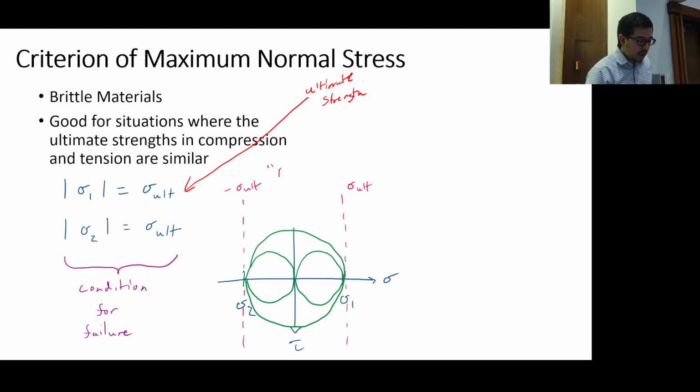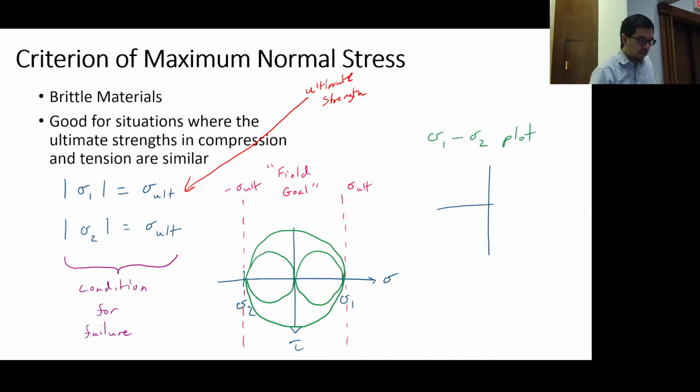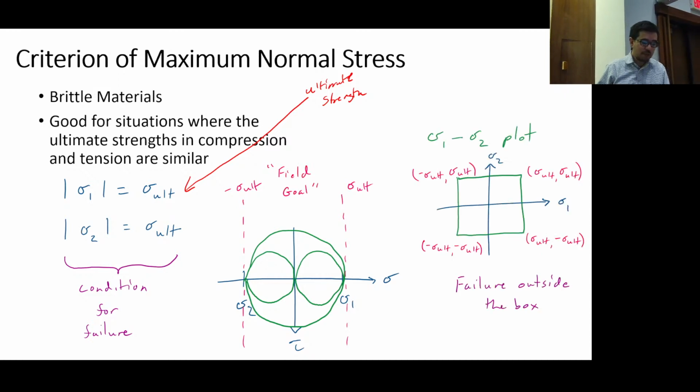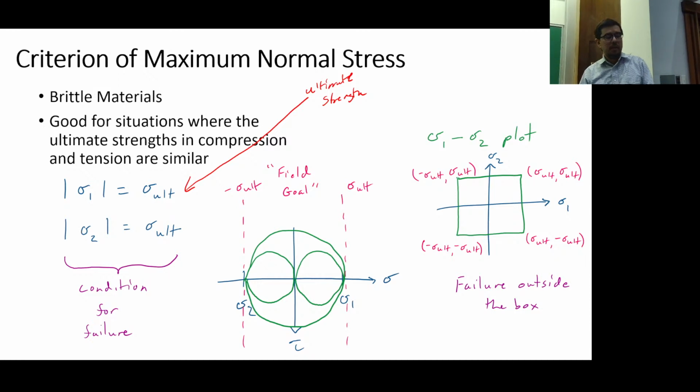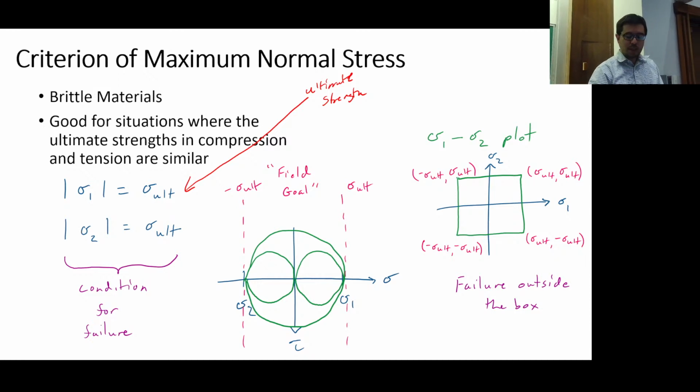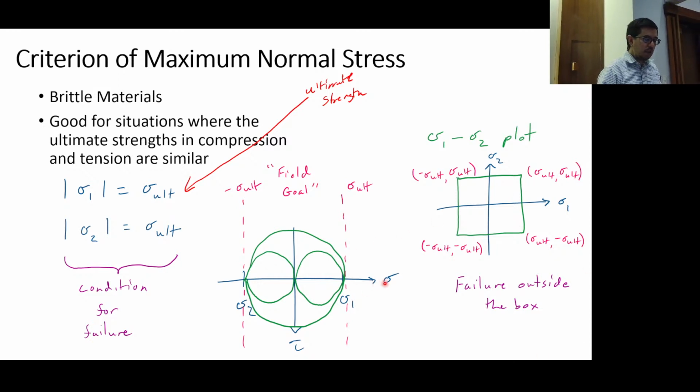Now, what does that look like on a different type of plot? What is this? This is called a sigma 1, sigma 2 plot. You know, the Mohr circle is sigma, which is all the normal stresses, plotted against tau. In this case, what we're thinking about is sigma 1 plotted against sigma 2, or sigma 2 versus sigma 1, I guess. That's how you're supposed to say it.